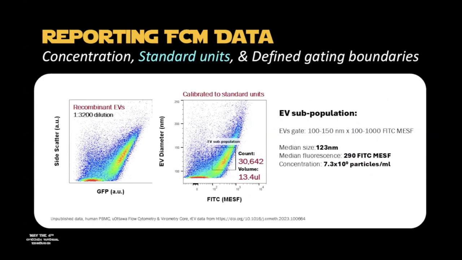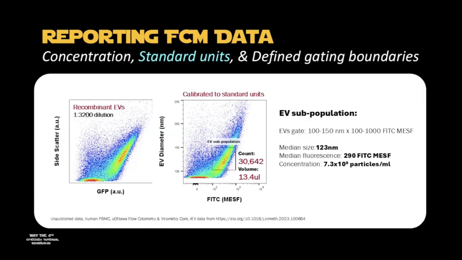When this sample is converted to standard units of EV diameter versus FITC MESF or ERF, we can then determine that the gates placed here are centered on a median fluorescence of about 290 FITC ERF and with a median size of about 123 nanometers. Now, you might be saying, Vera, we would never draw gates like that. And this is just an example for you.